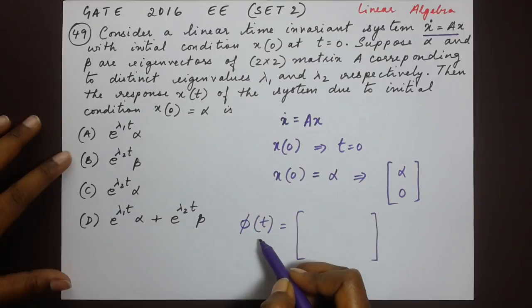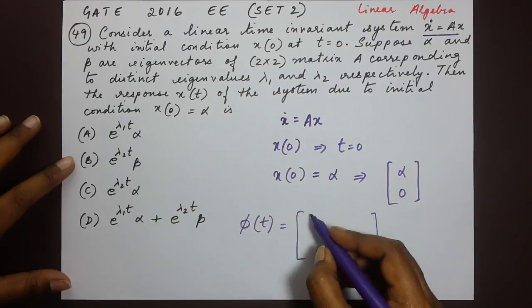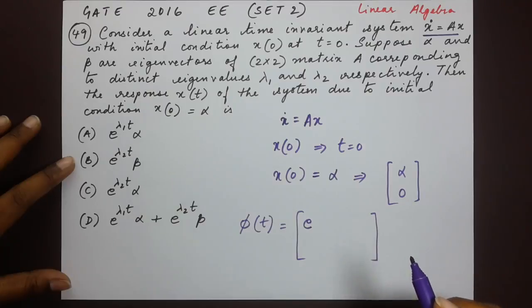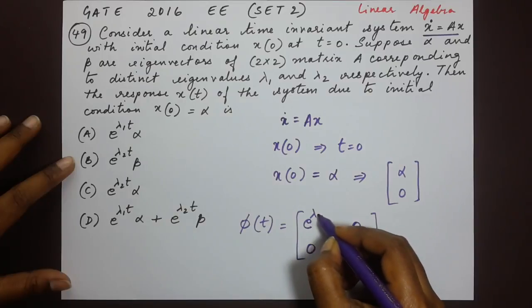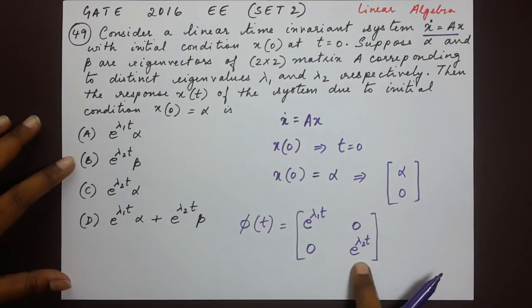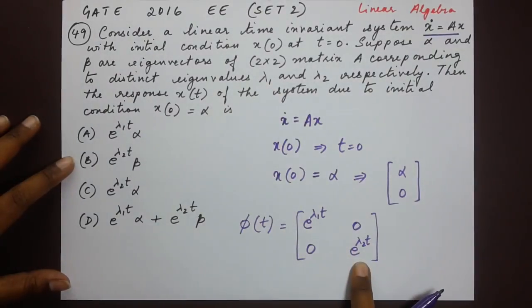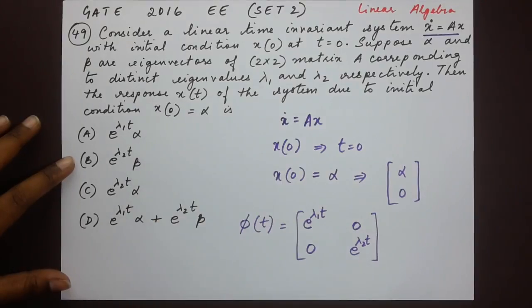Okay, phi of t is our 2 by 2 matrix, which we can consider to be e power At, in terms of phi of t since the parameter is t. This would be e power, now this corresponds to an identity matrix. So only our diagonal of the matrix will have elements while the rest would be 0. This is 0, this is 0. So here we have e power lambda 1t and here we have e power lambda 2t. This is because of the 2 eigenvalues that we have here, lambda 1 and lambda 2, corresponding to the diagonal elements of the matrix.